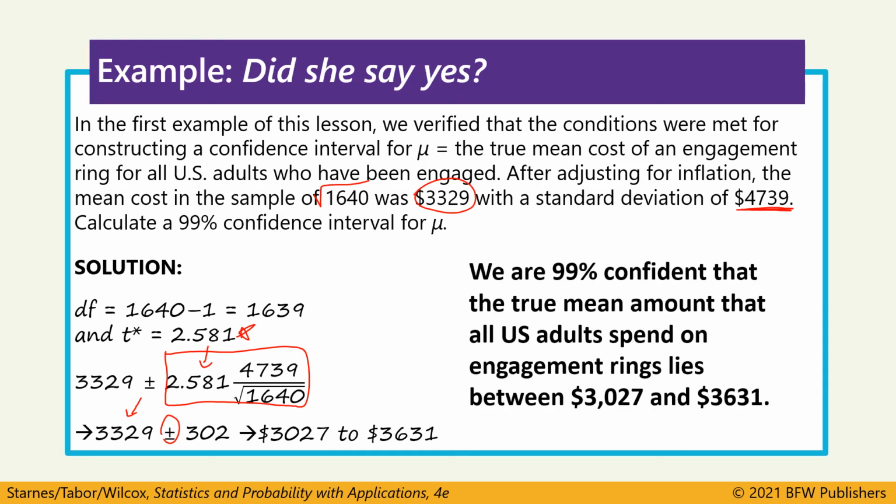We are 99% confident that the true mean amount that all U.S. adults spend on engagement rings lies between $3,027 and $3,631.